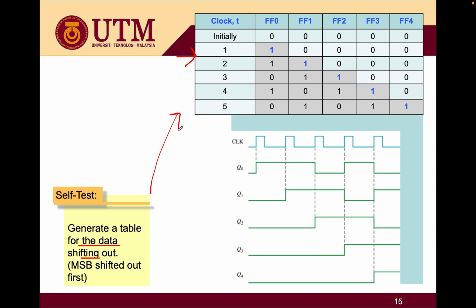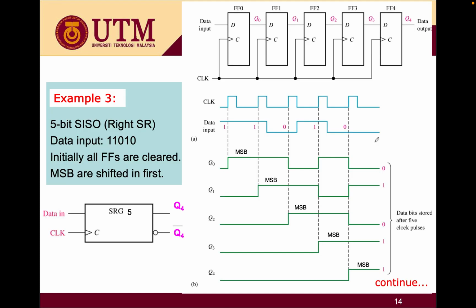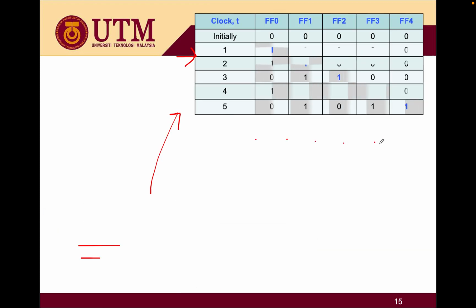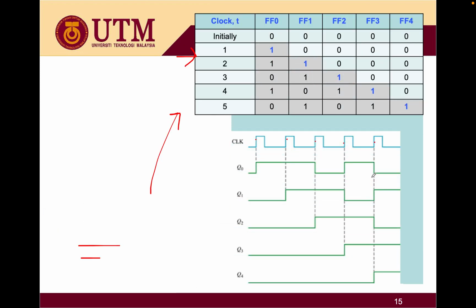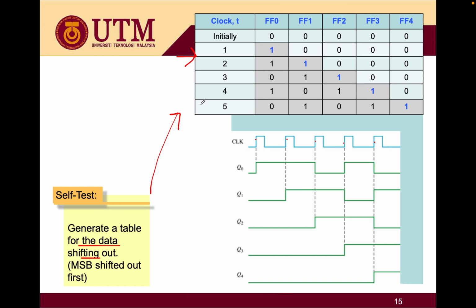For your shift out, you're going to have clock number 6, 7, 8, 9, 10. So the first is going to go out first, isn't it? So this will be out, second will be out, third, and so on. You're going to come out with this diagram and also the table. Try to do it because you need to answer in the table in your final exam later on. Okay, so that is on your SISO.